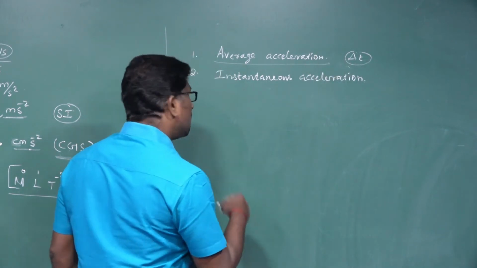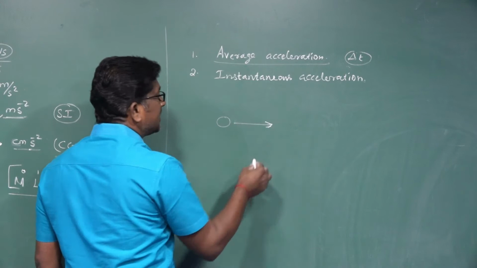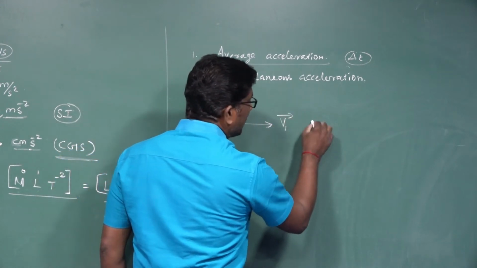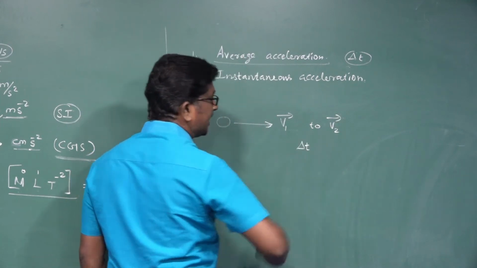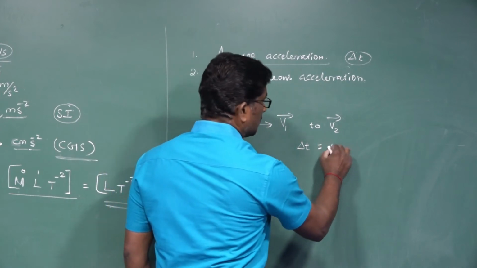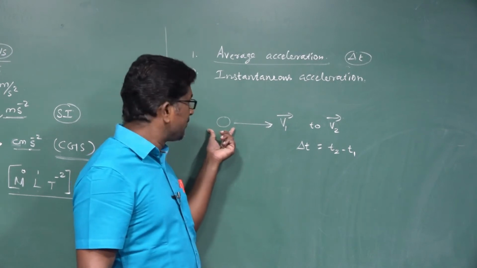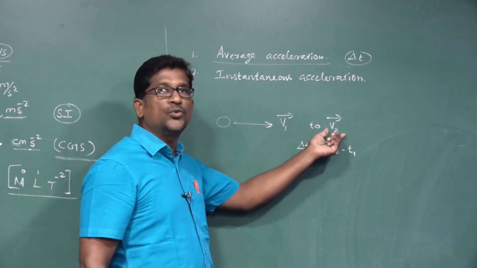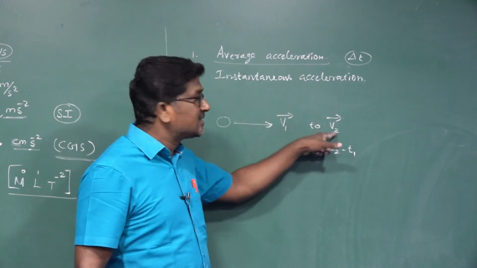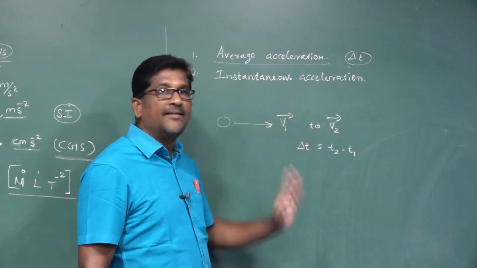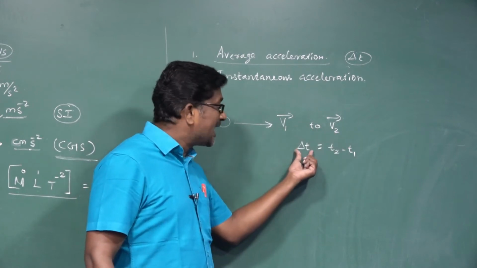For example, suppose let us consider a particle. Its velocity changes from v1 vector to v2 vector in a small interval of time, that is del t, or t2 minus t1. Because velocity is also a vector quantity, here the velocity is written in vector form, that is v1 vector and v2 vector. The particle's velocity changes from v1 vector to v2 vector in the time interval del t.